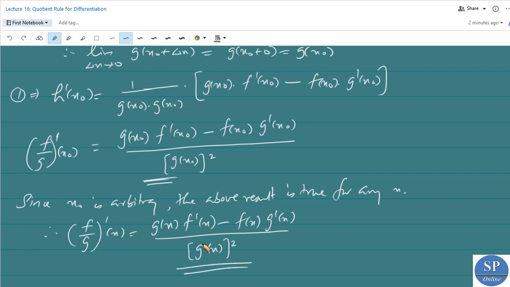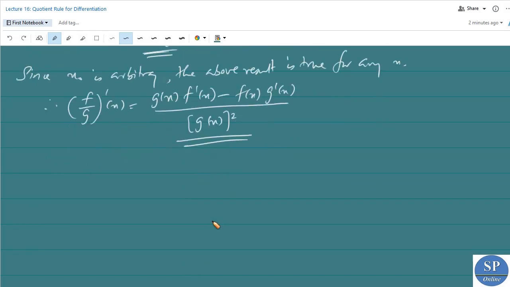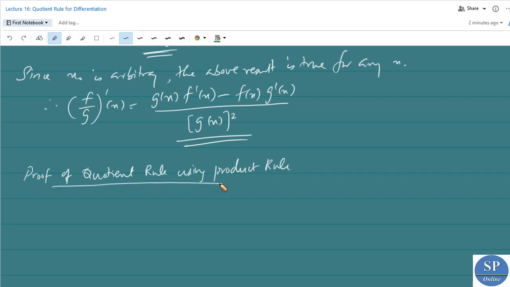We can also prove this quotient rule by using product rule. That is, proof of quotient rule using product rule. That is, we have this quotient rule, this is what we need to prove. So for that we can use the product rule also.